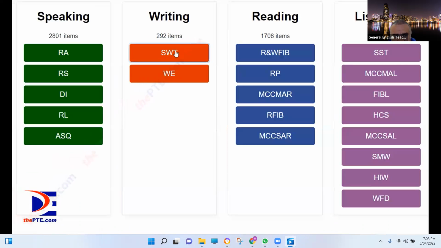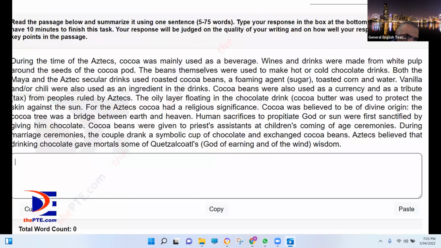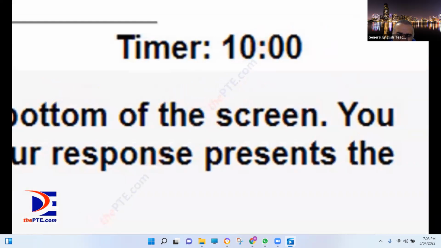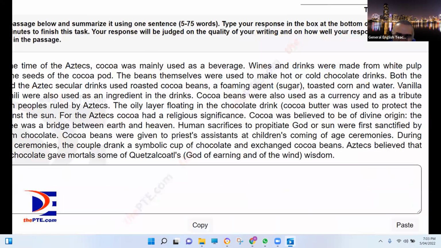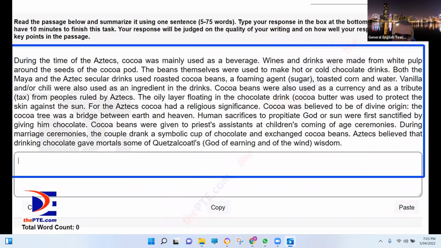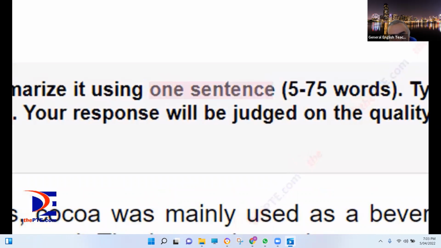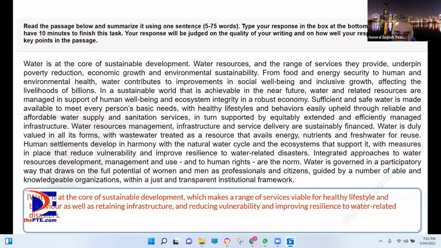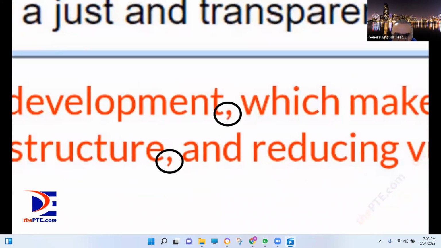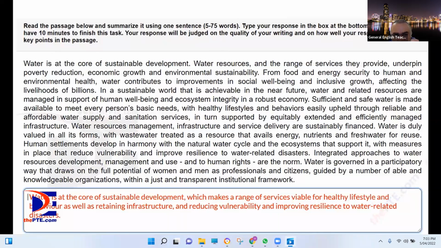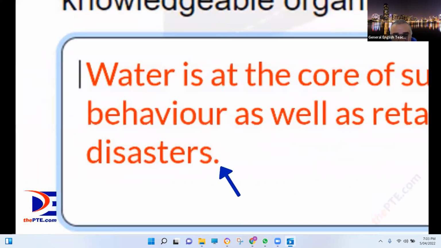In the summarized written text, you will be given 10 minutes to summarize a text, sometimes up to 250 words, into 1 sentence. This 1 sentence can be as short as 5 and as long as 75 words. You can have a certain number of punctuation marks, but only 1 full stop at the end of your sentence.